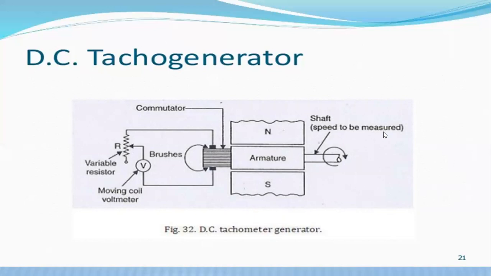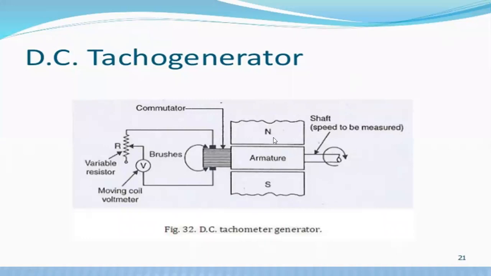The EMF of this DC tacho generator is based upon the speed of the rotating shaft. As the speed of the rotating shaft increases, the EMF generated in this armature is high. If the speed of the rotating shaft is very less, the EMF produced in this armature is very low. So based upon the rotating shaft speed, the EMF changes.